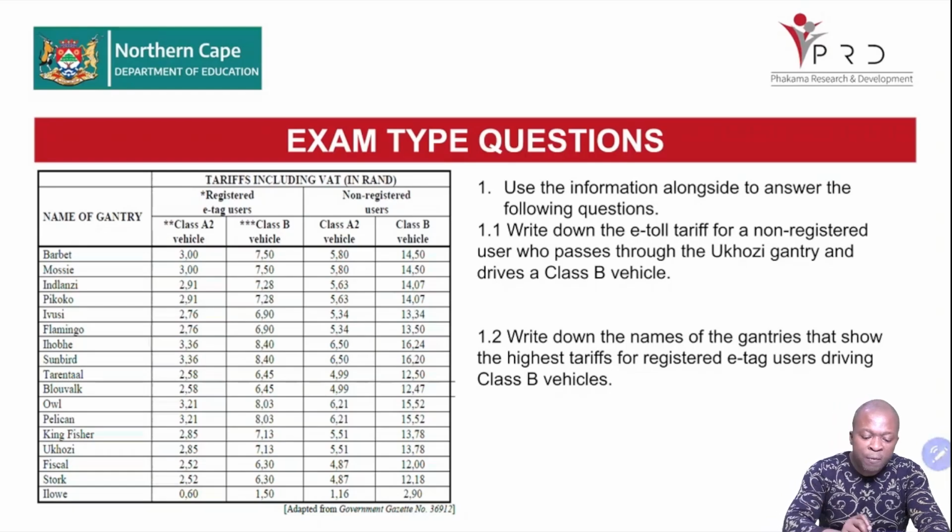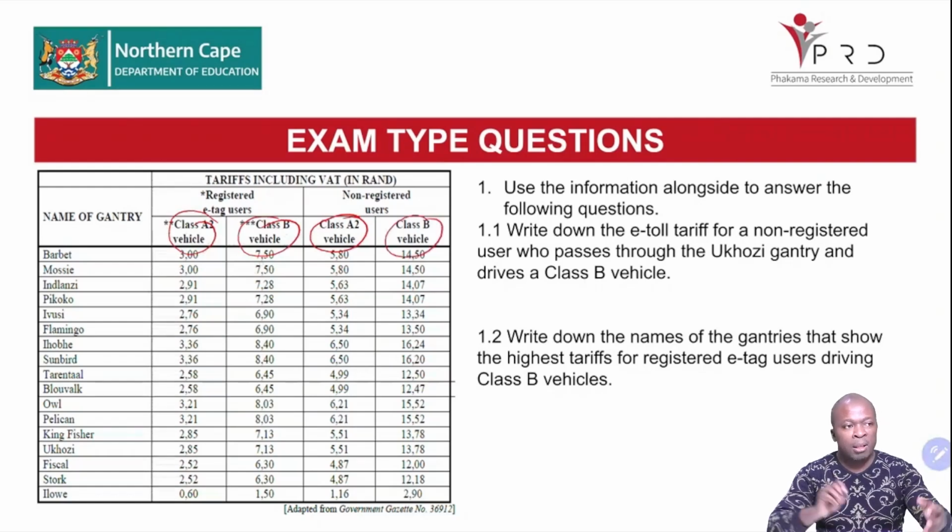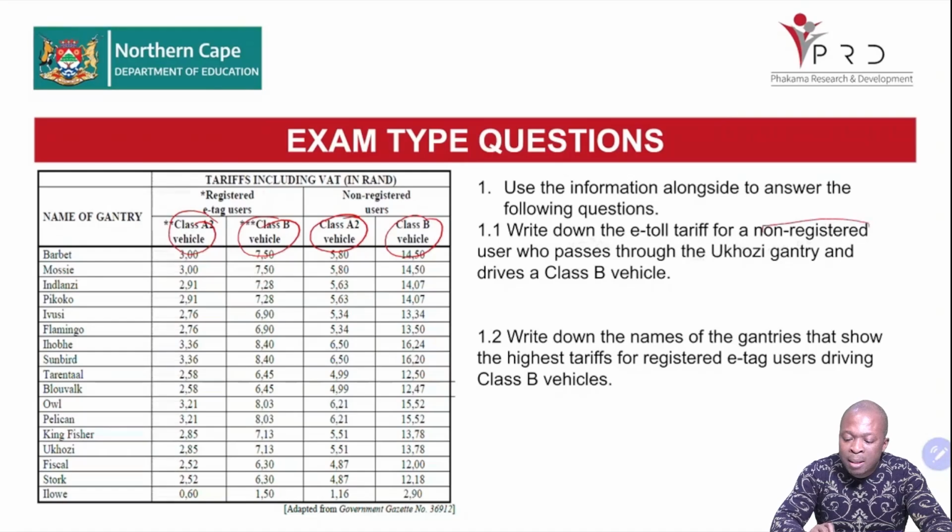And then we have what you call tariffs. So these are the ones at the toll gates. The classification of vehicles and the prices that they need to pay. So the examiner says, write down the e-toll tariff for a non-registered user who passes through Ukozi Gantry and drives a class B vehicle.